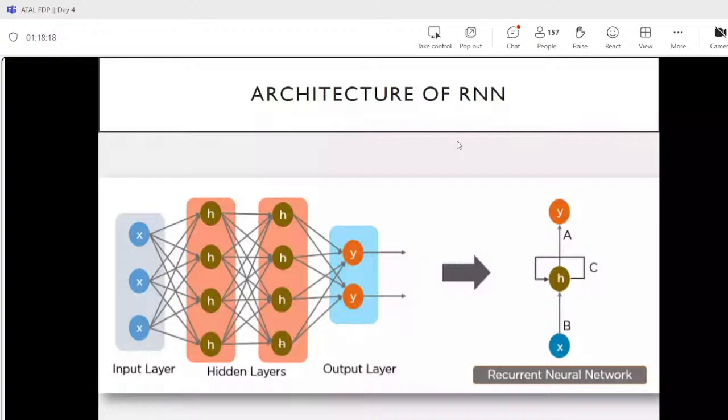Now I am transforming this particular deep structure into a simple structure, which is RNN. If you see here, the blue color mentioned is the X, H is the hidden layer, and Y is the output layer. Now, at only H, I have a loop which has the recurrent concept, which means that this will iterate n number of times till the required output Y is achieved.